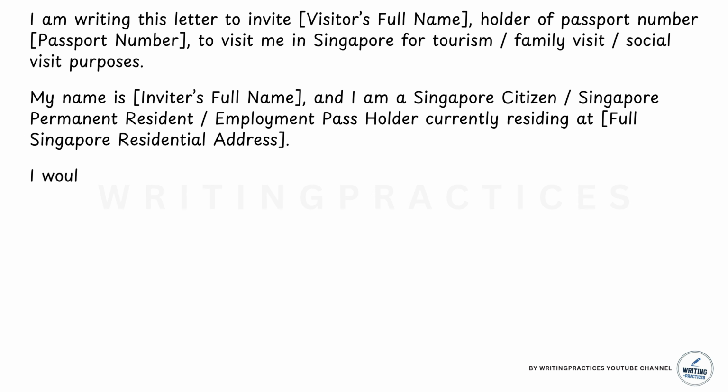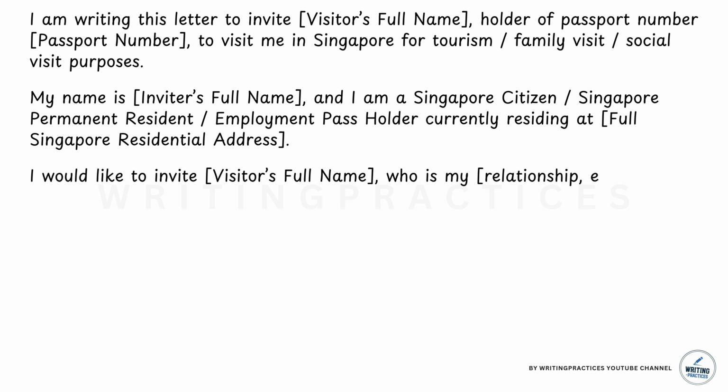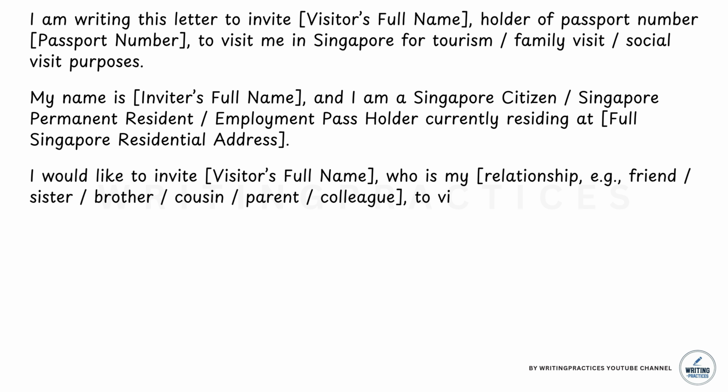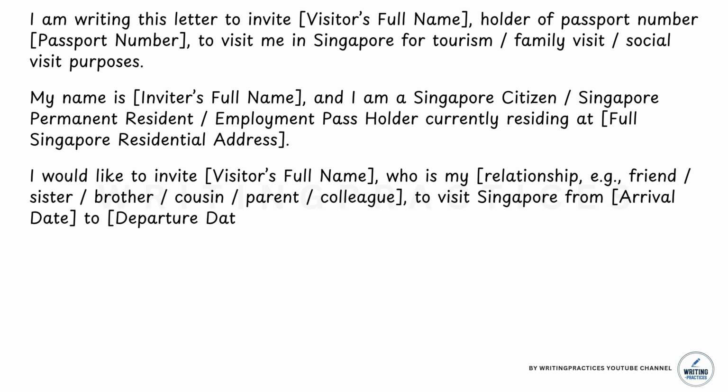Visitor relationship and travel dates. Now specify your relationship with the visitor and the travel period. This paragraph should include visitor's name, relationship to you, arrival date, departure date, total length of stay. Example: I would like to invite Emily Johnson, who is my cousin, to visit Singapore from June 10, 2026 to June 20, 2026 for a total stay of 10 days.